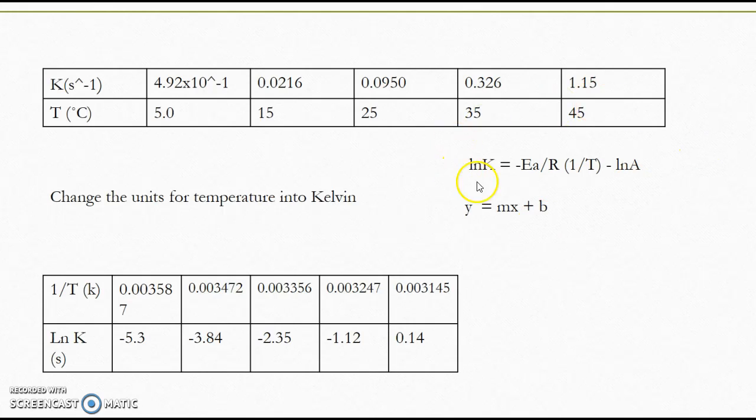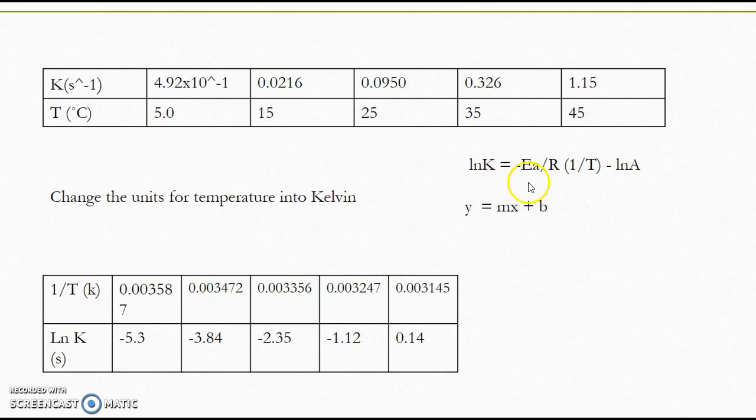Given this equation, we will be able to plot our values and obtain a slope that we will use to ultimately find what our activation energy is. First, we must convert the temperatures from Celsius to Kelvin by adding 273 degrees to each of them. Once those are converted, we can plot our y and x values.